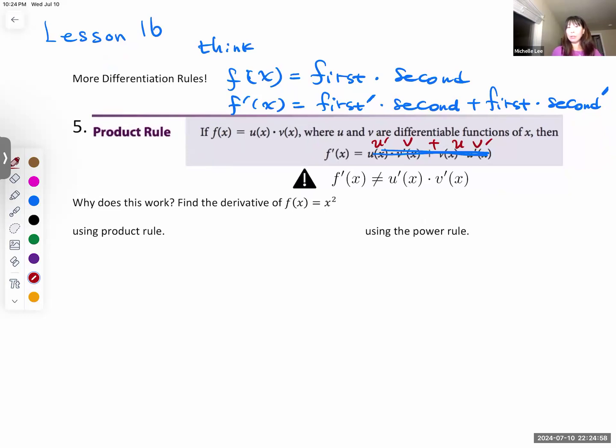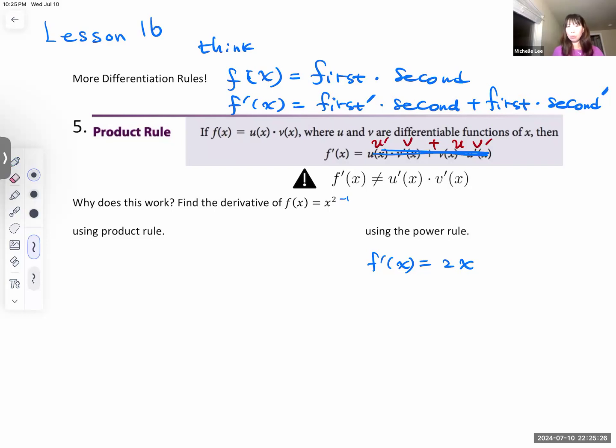Find the derivative of f of x equal to x squared using product rule, using power rule. So we learned power rule last time. So let's use power rule. So we have f of x equal to x squared, then f prime of x, we drop the power, 2x, and reduce by 1, which is 1. That is 1. We don't write that, right?